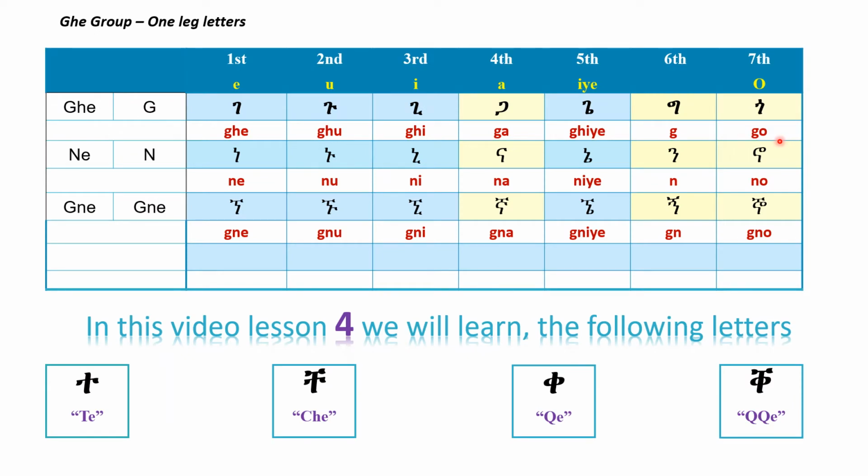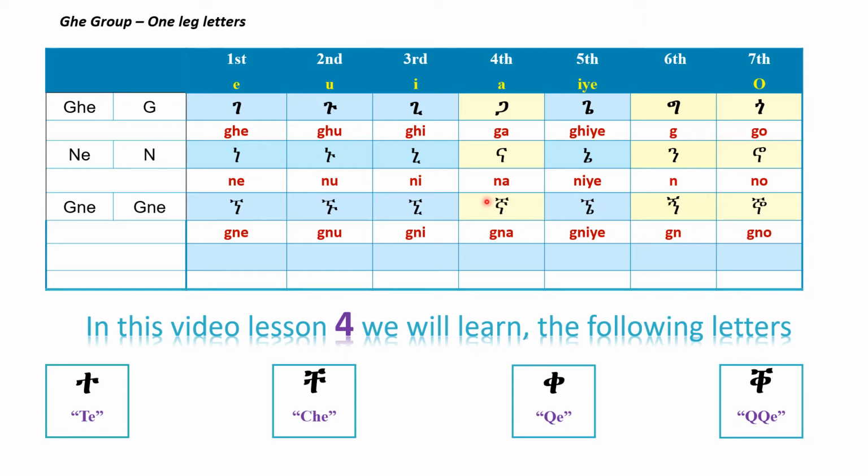In lesson 3, we began the G letters group or one-leg letters. G, Gu, Gi, Ga, Ge, G, Go. Ne, Nu, Ni, Na, Nye, N, No. Nye, Nyu, Ni, Nya, Nye, Nye, Nyo.